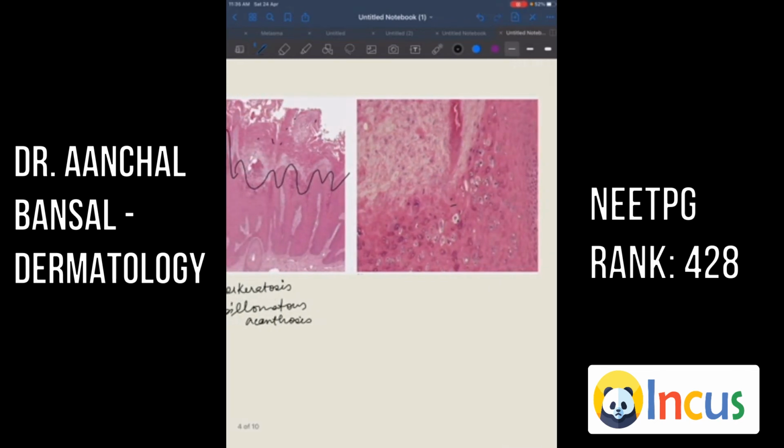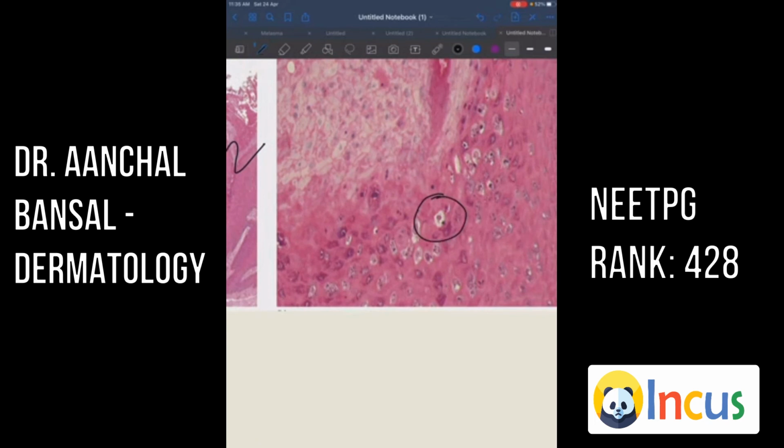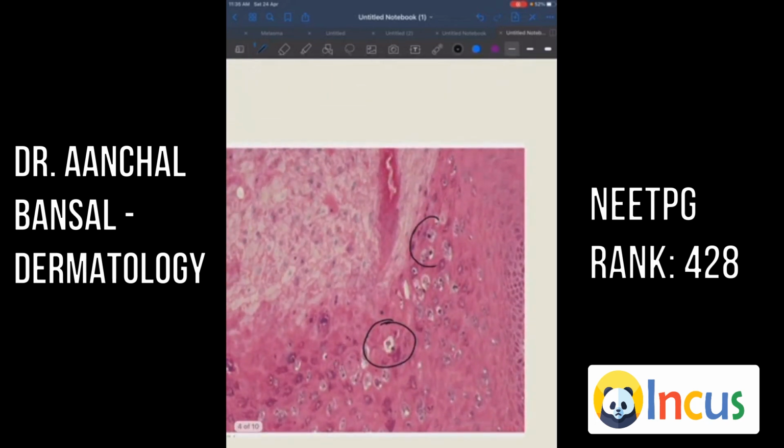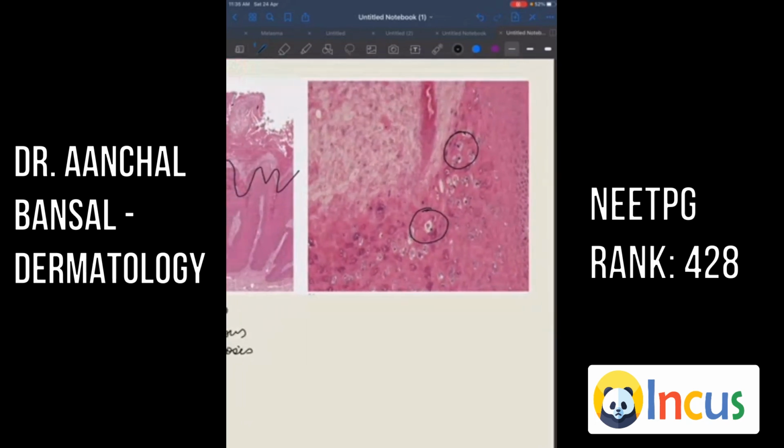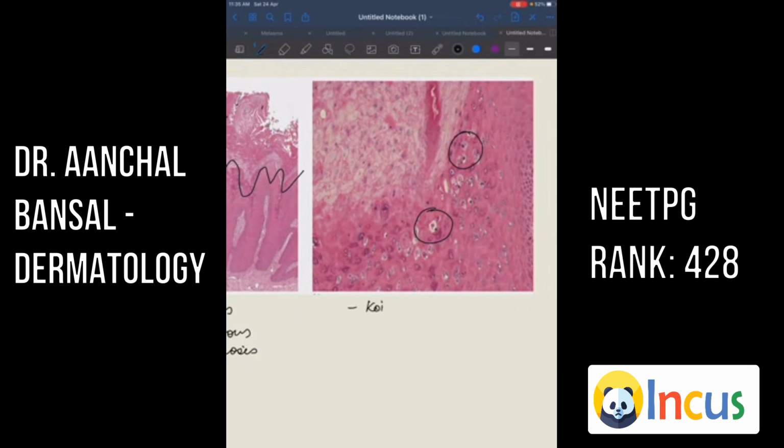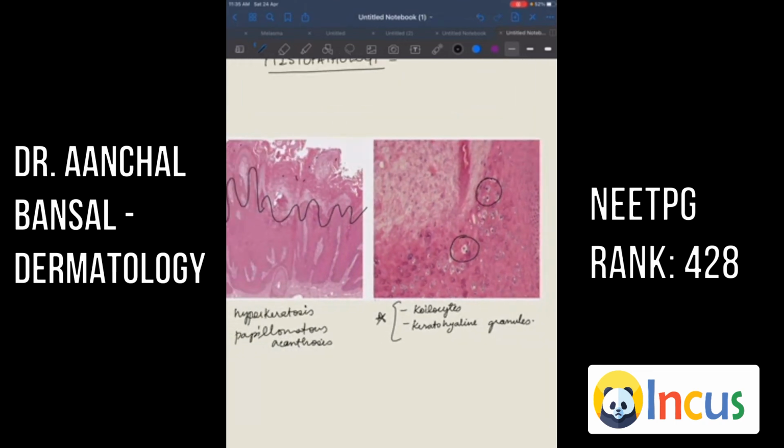In the second picture, we can see these cells. These are very characteristic findings in warts. These are koilocytes. Koilocytes are very diagnostic of HPV infection. Koilocytes and keratohyalin granules. These two findings are characteristic of HPV infection.